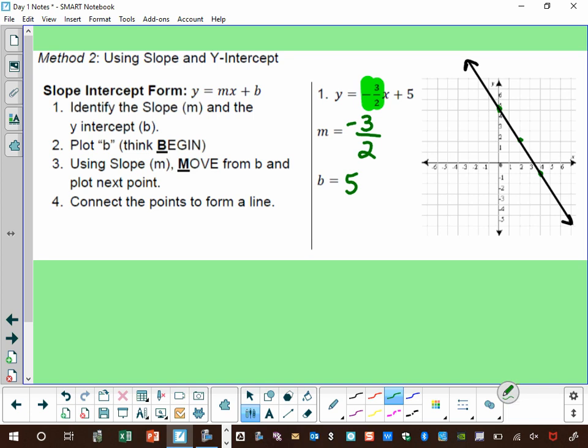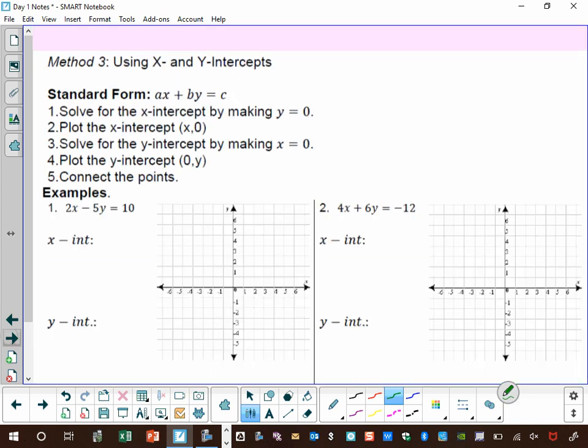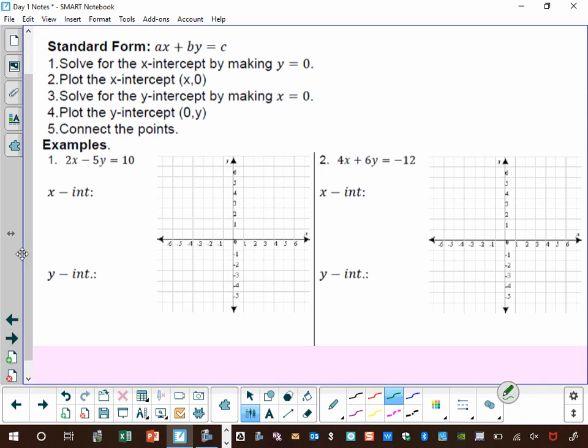All right, there's one more method at the bottom of the page, using your x and y intercepts. In order to do this, you have to have it in standard form. You may not use this method often, but I have to teach it to you, and especially if you go into Algebra 2, you will use this. Standard form is ax plus by equals c.